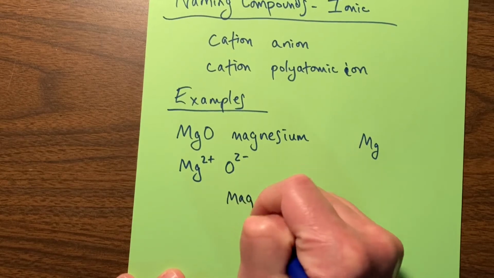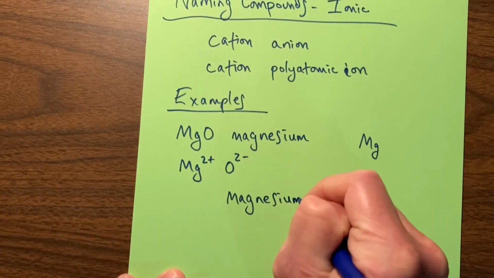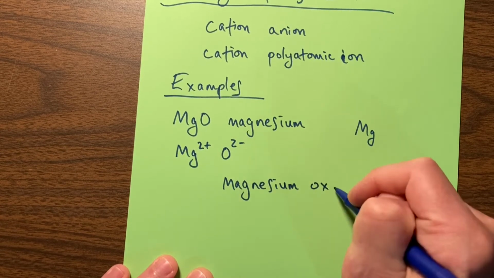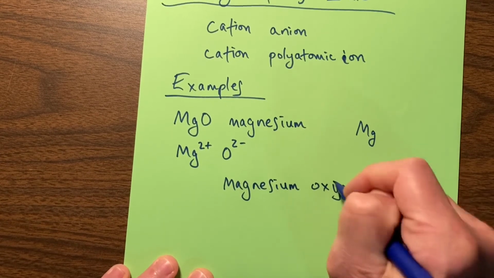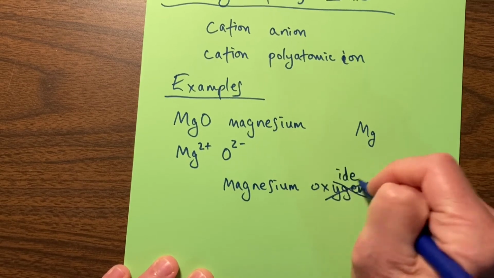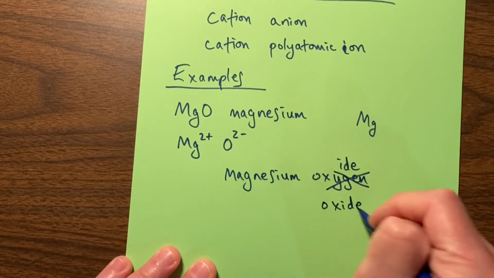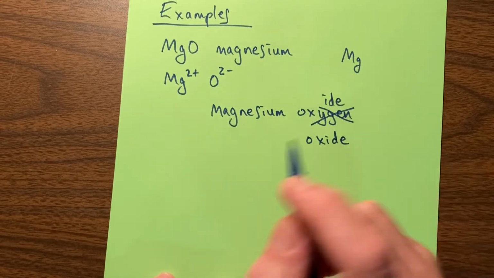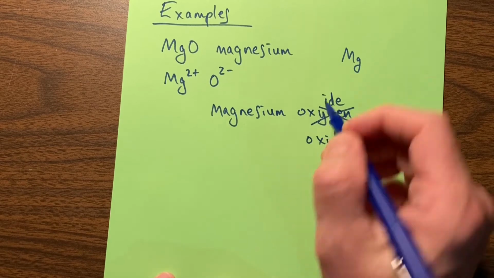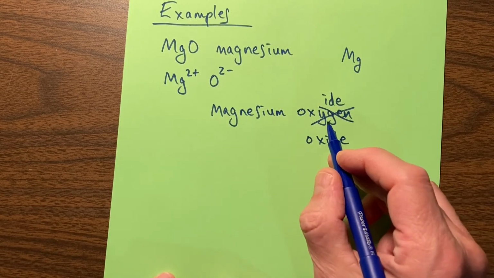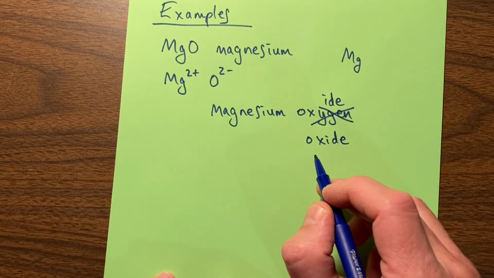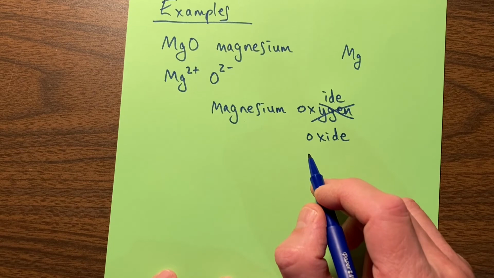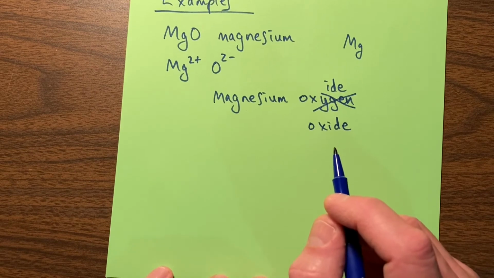Let me rewrite that here. And then the second element, oxygen in this case, is a -2. I change the ending. It's oxygen, but I drop the ending and add IDE. So this would be magnesium oxide. Now you won't always just drop the last letters and add IDE. Sometimes you will have to drop or keep a few of the letters, and you'll see what I mean when we go through some more examples.